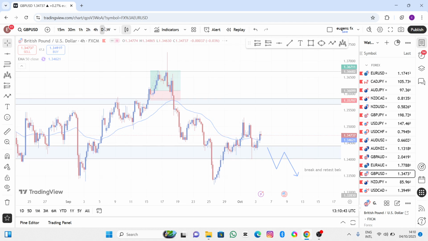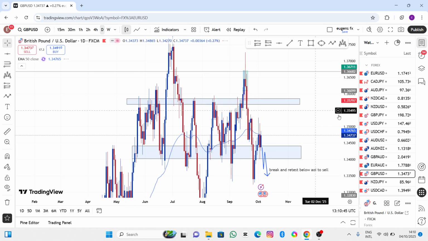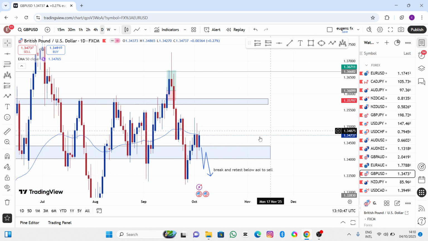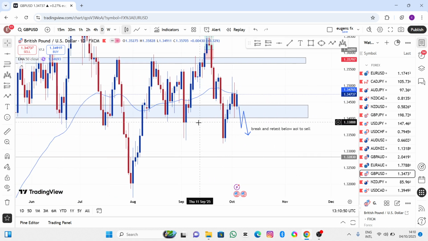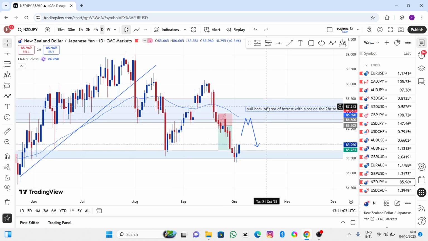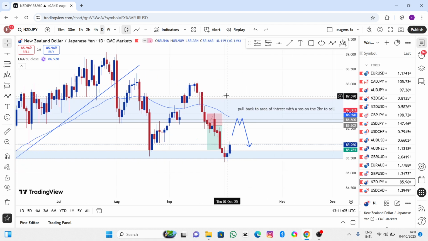On the daily time frame, market is bearish. You can see it. We broke below here, making it bearish. Now we're actively having the pullback to continue. So what I'm simply waiting for on GBPUSD is the break, retest to continue. So it's going to take a while, sure. NZDJPY, basically the same thing.